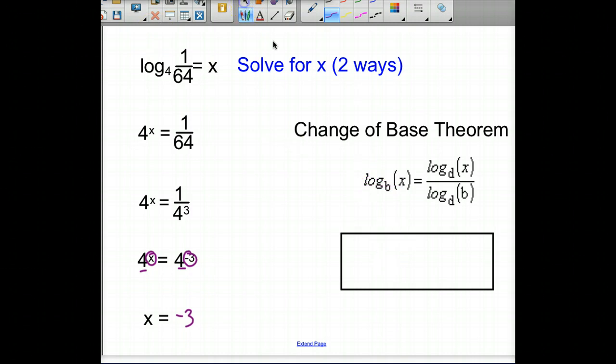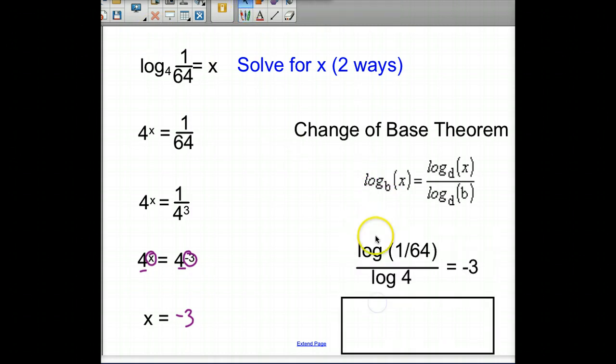So that would be, if we go back to this problem, log of 1 over 64 divided by log of 4. And we didn't write the base, so when you don't write the base, you assume it's base 10. Your calculator automatically uses base 10. So if you type in log of 1 over 64 and divide that answer by log of 4, you will get negative 3. So in this form, you can't use your calculator, but in this form you can. Your calculator can do those logs for you.